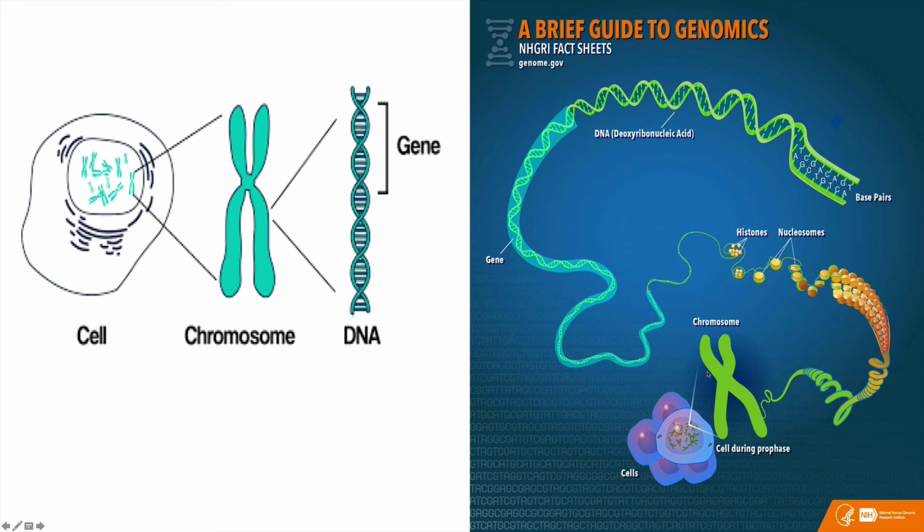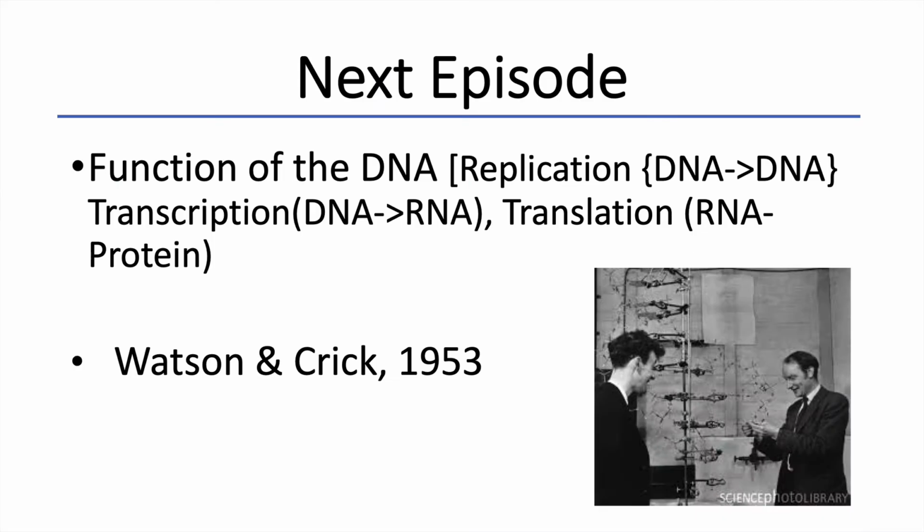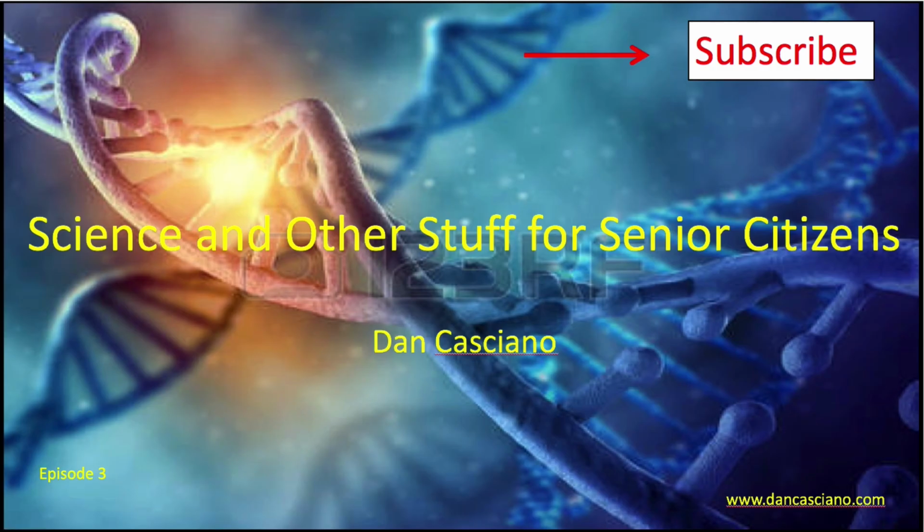Each human body contains approximately 10 billion miles of DNA. In the next episodes, we will spend some time on the function of the DNA, that is, replication, transcription, and translation. In this particular slide, I've chosen a photo of Watson and Crick, Jim Watson and Francis Crick. These are the two scientists who deciphered the structure of the DNA as depicted in this particular photograph. They received the Nobel Prize in 1953. See you next time for episode 4.